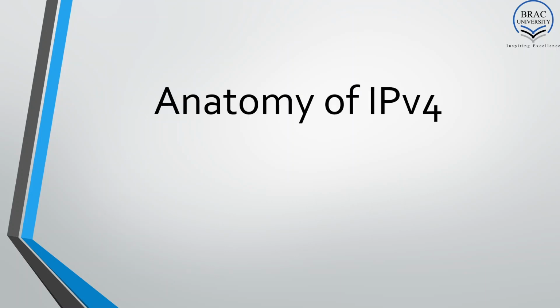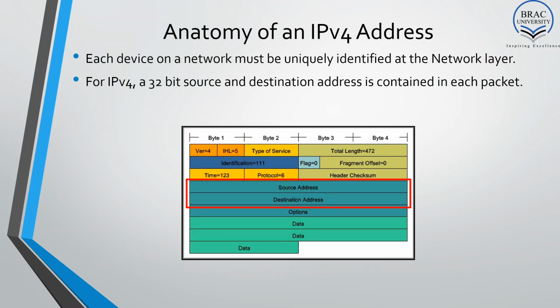So starting with the anatomy of IPv4, each device has a unique IP address, as we have told you before, that all the devices in a network participating in the internet need an IP address so that we are able to identify them uniquely. These IP addresses have a total length of 32 bits, and each packet has a source address and a destination address, right? We have seen that as well. These 32 bits are always fixed.